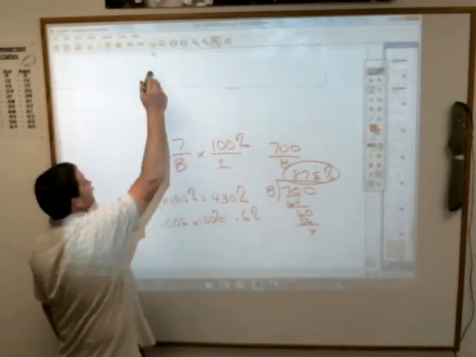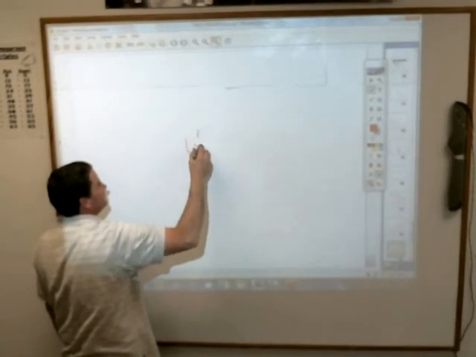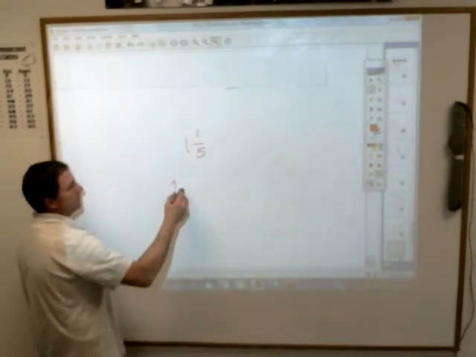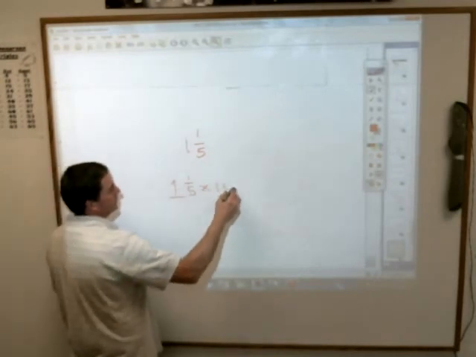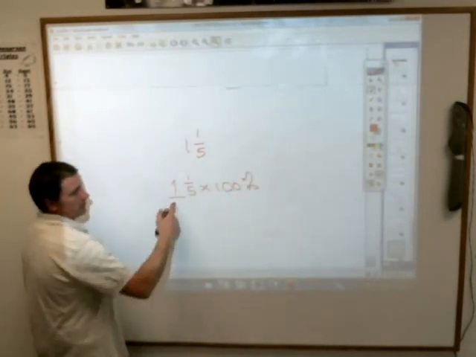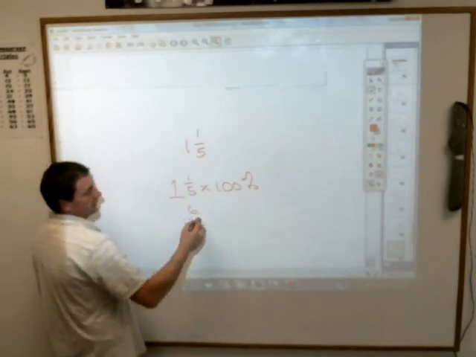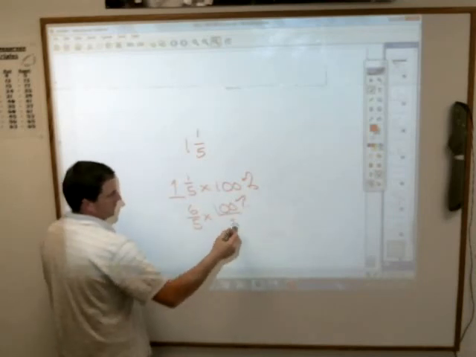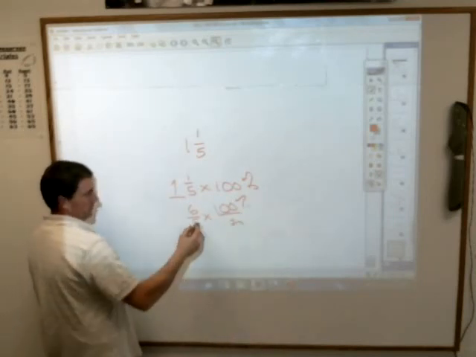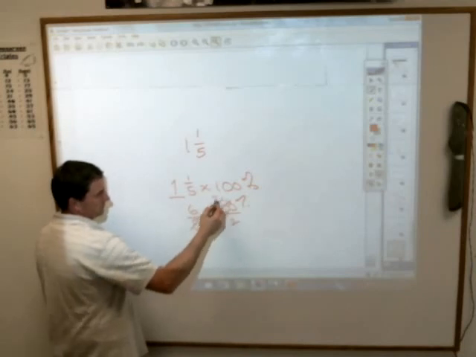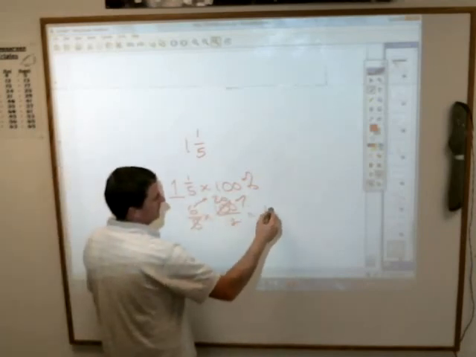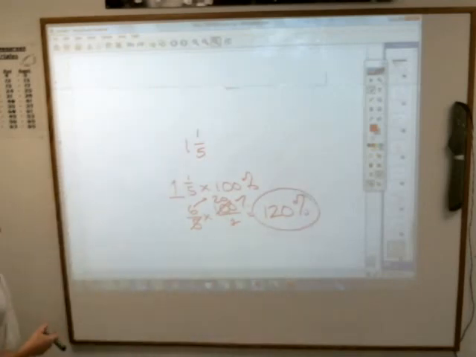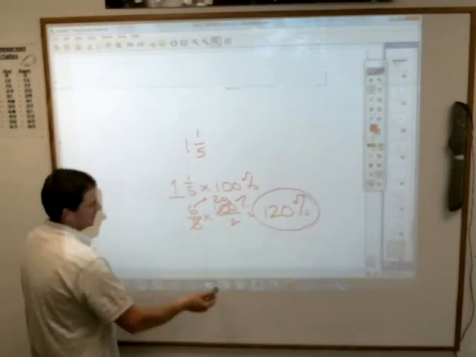What if I had one last one? What if I had 1 1/5 as a percent? Well, take 1 1/5 and multiply it by 100%. What does this change into? 6/5, make it improper, times 100%. If I were you, I'd cross cancel. How many times does 5 go into 100? 20. 6 times 20 is 120, and that is your percent.